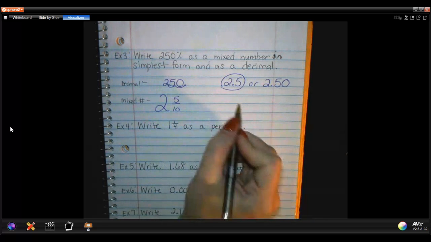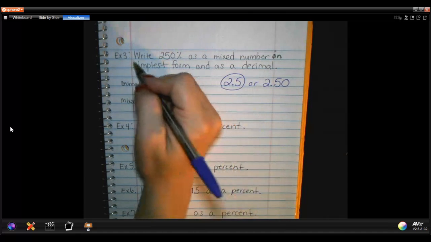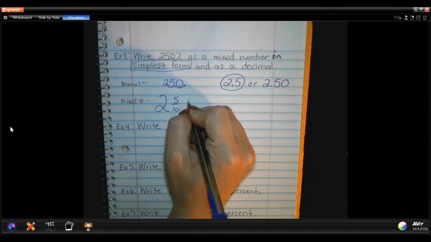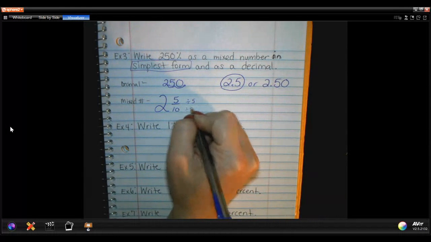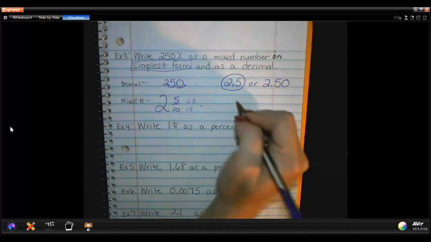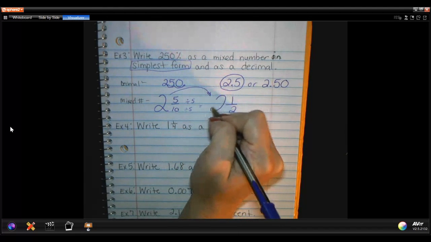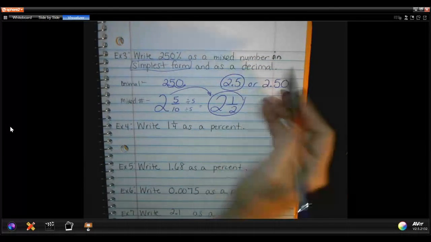5/10. Well, I need to simplify because the problem tells me I need to simplify. I know 5 and 10 have a common factor, so I'm going to divide them both by 5. And I'm left with 5 divided by 5 is 1, 10 divided by 5 is 2. Don't forget to bring your whole number over. I have 2 1/2. Same thing here.